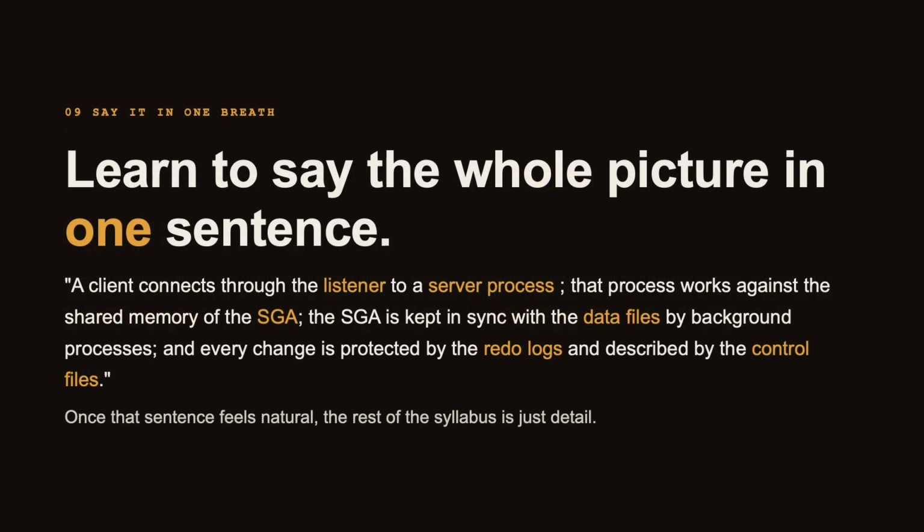Here's the payoff slide. If you can deliver this one sentence smoothly, you've basically answered the opening architecture question before they finish asking it. Listen, a client connects through the listener to a server process. That server process works against the shared memory of the SGA. The SGA is kept in sync with the data files on disk by background processes, and every change is protected by the redo logs and described by the control files.